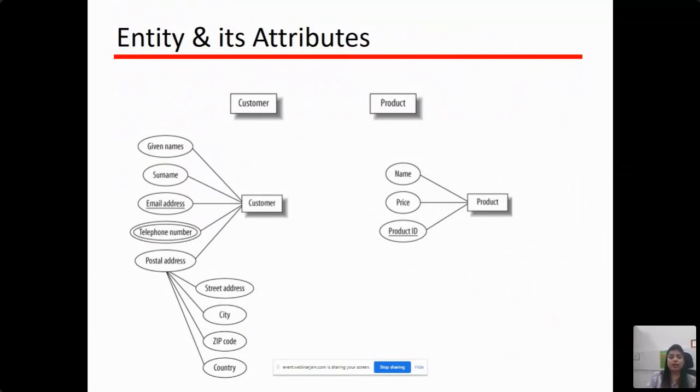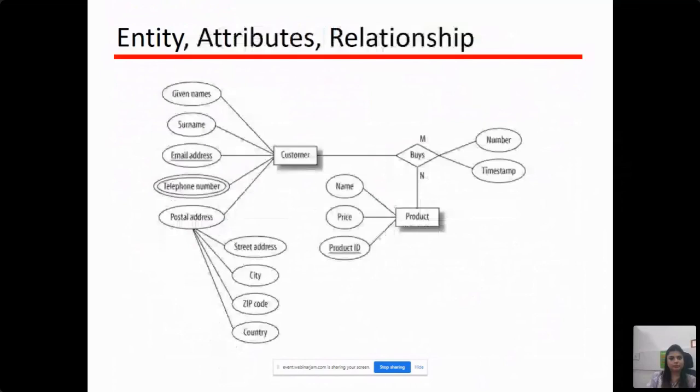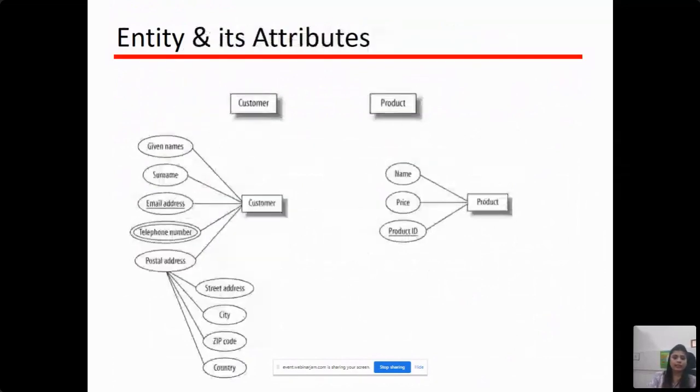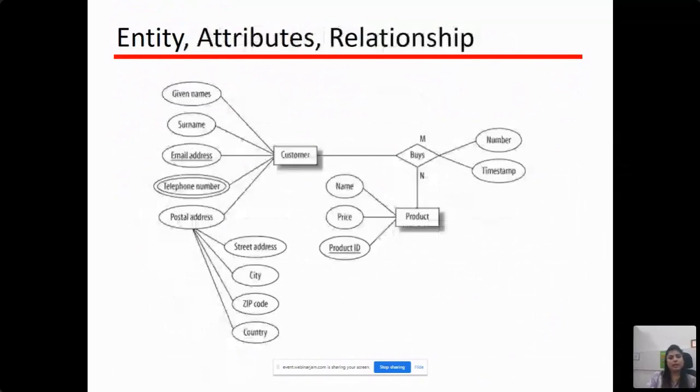country. Likewise, for the product entity, we have name, price, and product ID. Product ID is unique for all the products. So this becomes the primary key of the product. So now we have joined both these entities, customer and product, through a relationship. Customer buys product. Buys becomes the relationship between the customer and the product. And here buys also has its own attributes, the number and the timestamp.